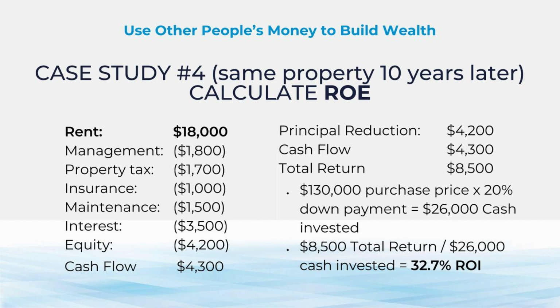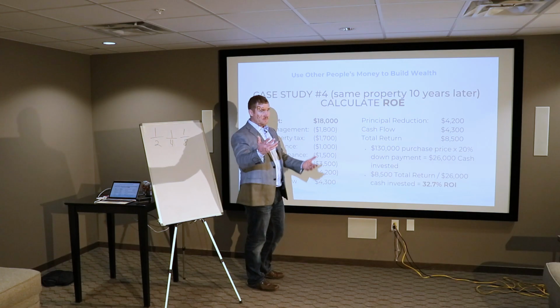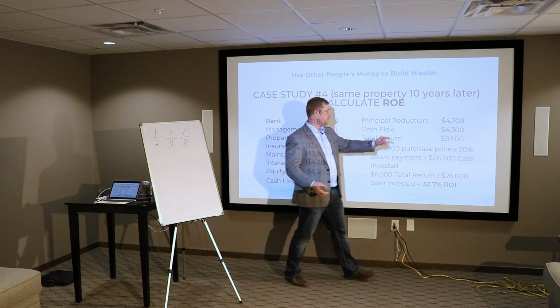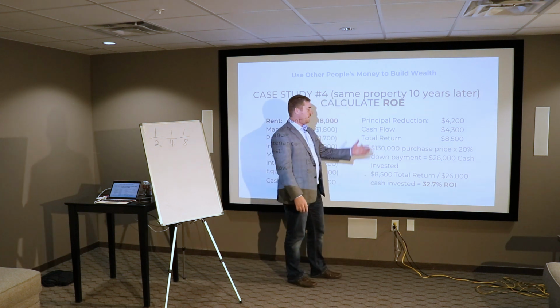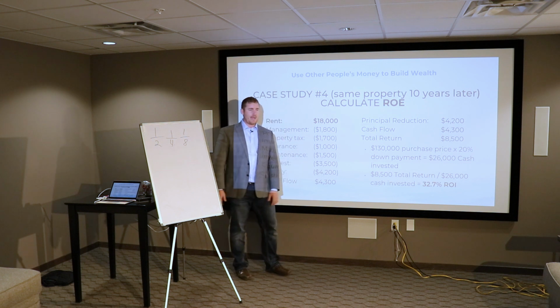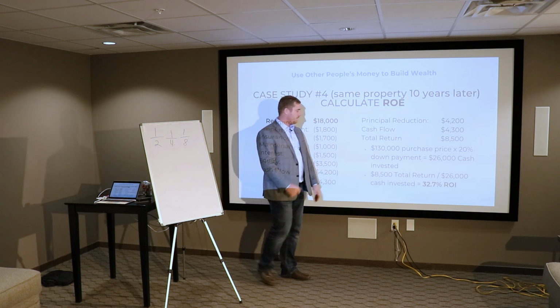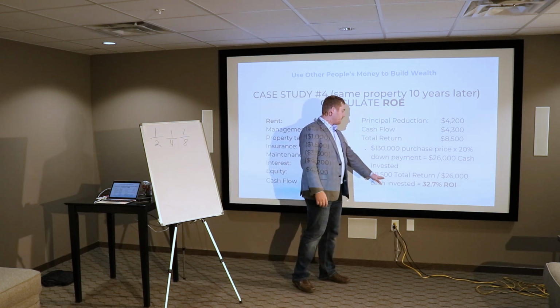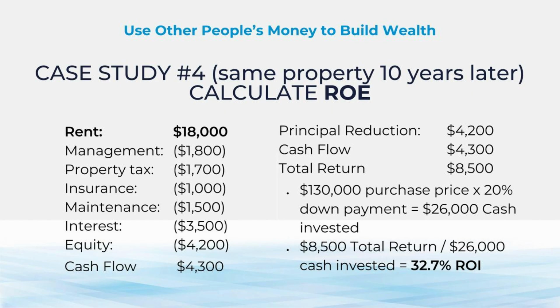So now the next step is to figure out how much did we invest. Well, same thing, same property, right? $130,000 times the 20% down payment. We end up with the $26,000 cash invested. Same problem. But now let's take our $8,500 total return divided by the $26,000 cash invested, and we're left with a 32.7% return on investment. Oh, wait a minute.